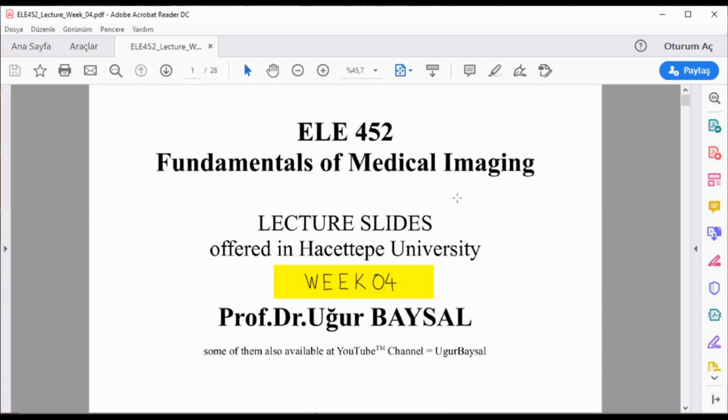So I will go over slide week number 4 and slide week number 5, if possible. If we are not bored, we will continue with slide week number 6. In the previous 3 weeks, we have covered basic medical imaging or any imaging system properties.